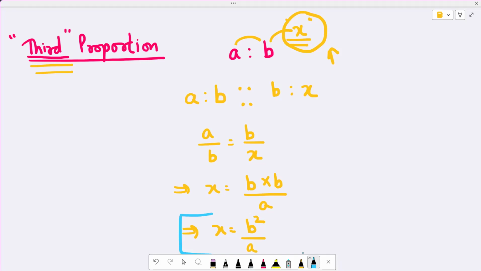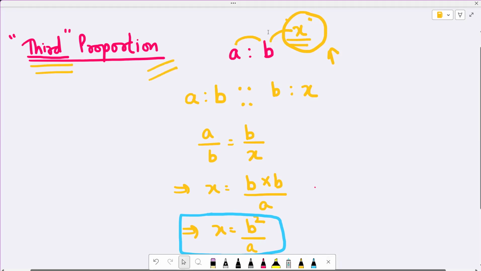Therefore, we can say that in order to find out third proportion, X should be equal to B squared upon A. So if we are given the ratio, we can put the values here. We can do the square of B and divide it by A, and then we'll get the answer, or the value of X. Right? So this was about the third proportion. I hope you all understood this part. Now let us move on to the fourth proportion.